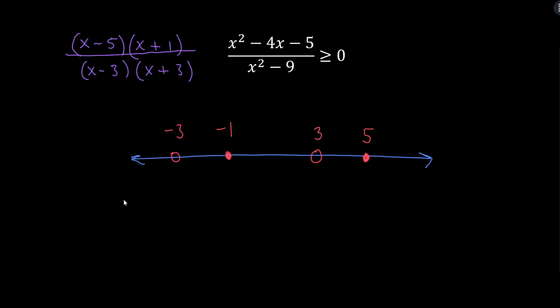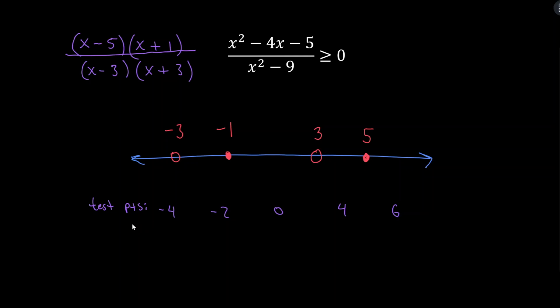So down here in purple, I'm going to do test points. A test point for this section from -3 to the left can be something like -4. For this section between -3 and -1, I can plug in -2. For here, I can plug in 0 for that section between -1 and 3. In here, I can plug in 4. And for 5 to the right, I can plug in 6.